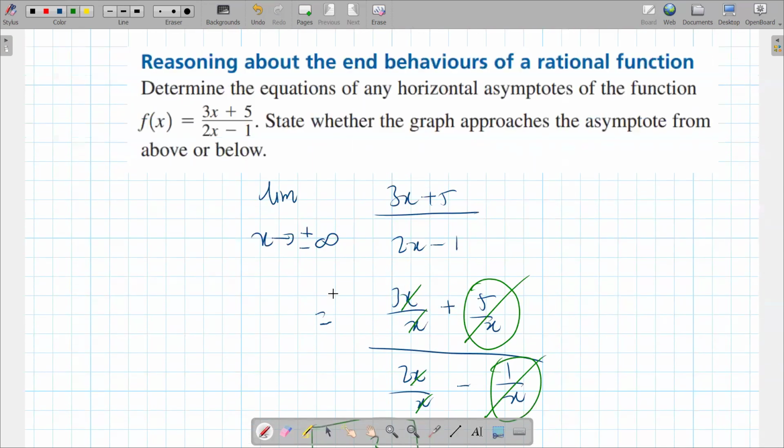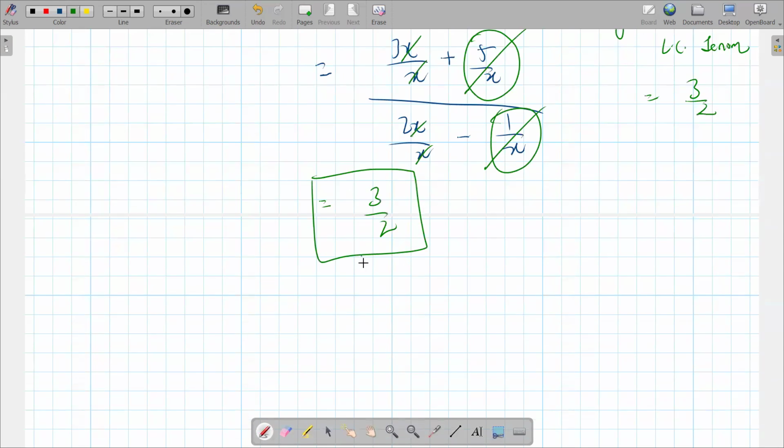Here's a shortcut for this. If the degree in the numerator is equal to the degree in the denominator, the horizontal asymptote will be the leading coefficient of the numerator divided by the leading coefficient of the denominator. So here this will be 3 over 2. So that's a shortcut, and that's what we found here, 3 over 2. Cool?